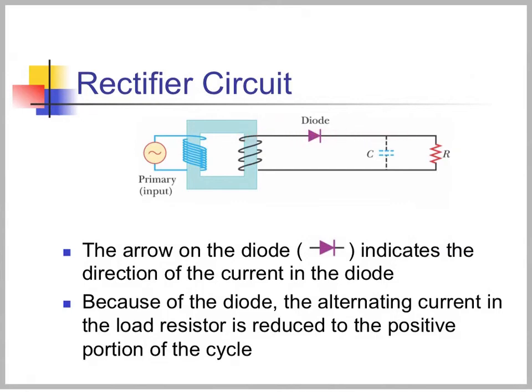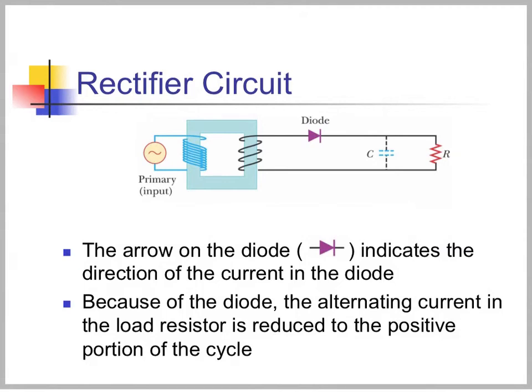This triangle with a line here is the circuit symbol for a diode, and the arrow indicates the direction that the current can go through the diode. So because of the diode, the alternating current in the load resistor is reduced to only the positive portion of the cycle.